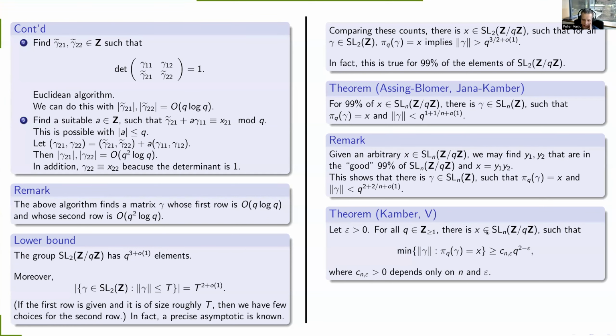Yeah, so here is that result again, that there is always a choice of x in SLN(Z mod QZ), such that there is no lift with entries smaller than q to the 2 minus epsilon. So what this shows is that if n is large, then the worst case is much worse than the average case. And it is basically as difficult to solve the lifting problem as it possibly can be.